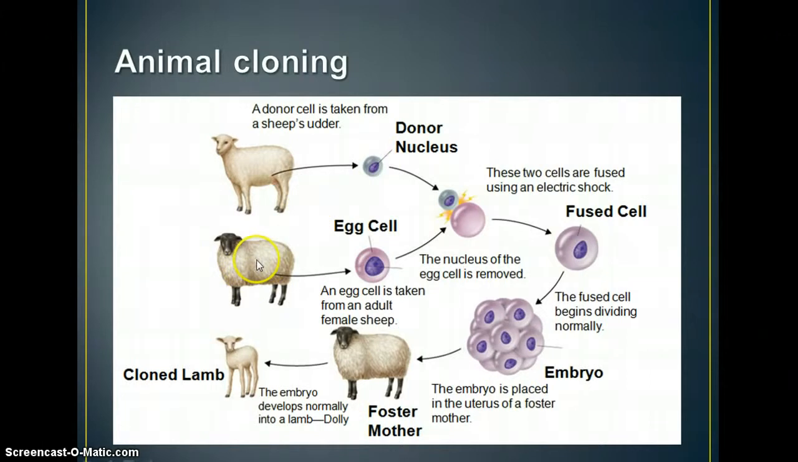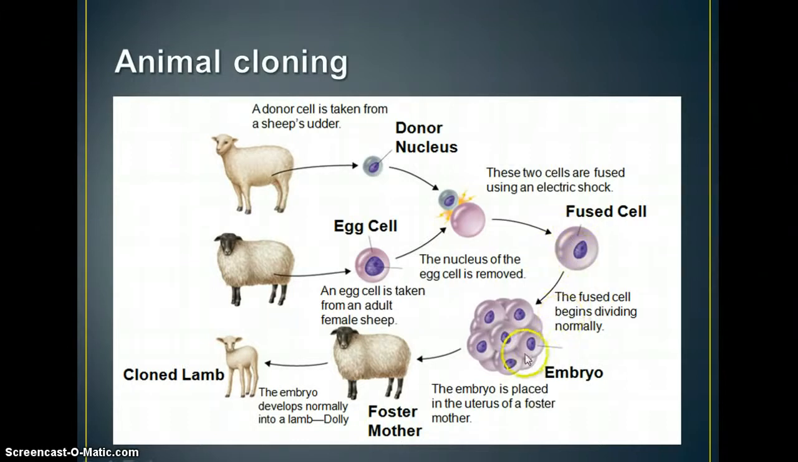They took an egg cell from a second sheep and removed the nucleus from it. They fused the donor nucleus into the egg cell, and then they had a fused cell that was now capable of developing into an embryo. Remember, the egg cell has everything necessary for the embryo except for that full set of chromosomes. Once you put the donor nucleus in there, it's diploid rather than haploid, then it has a full set of chromosomes and can begin dividing.